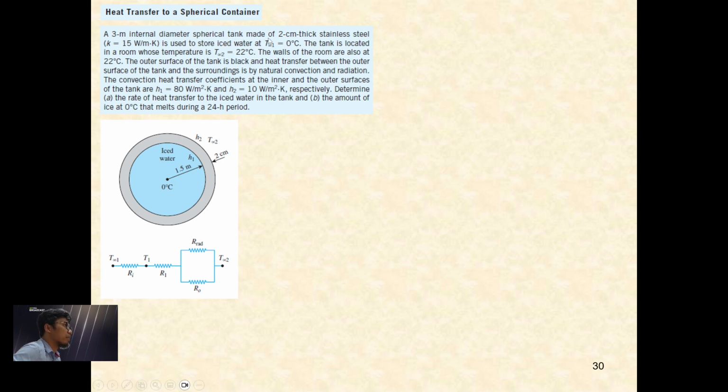A 3 meter tank made of 2 cm thickness stainless steel, with K of 15 watt per meter Kelvin, is used to store ice water, which is T inner 0 degrees Celsius, and the tank is located in a room whose temperature, T environment, is 22 degrees Celsius. The walls of the room are also at 22 degrees Celsius.